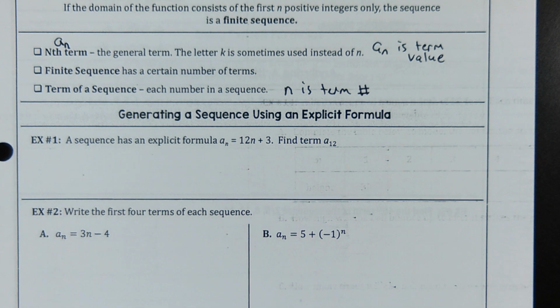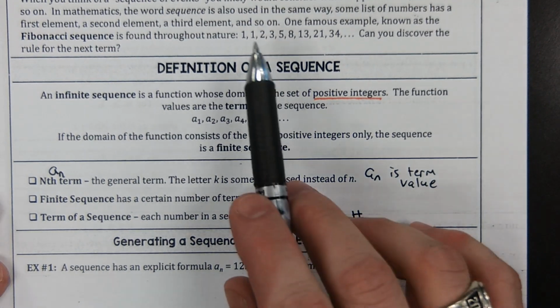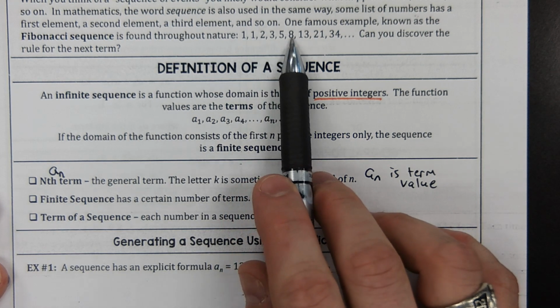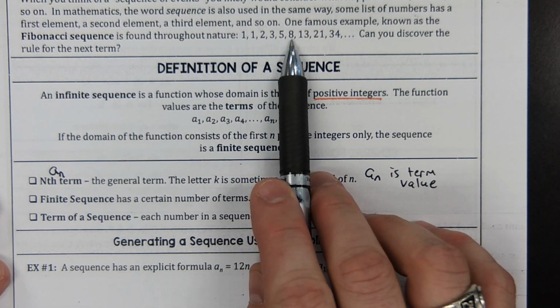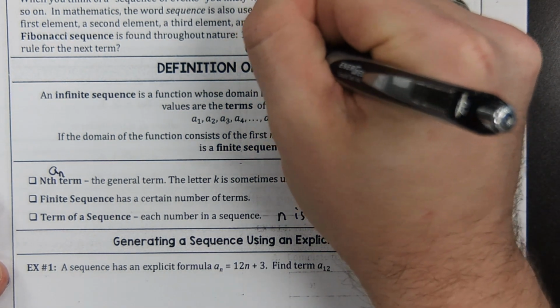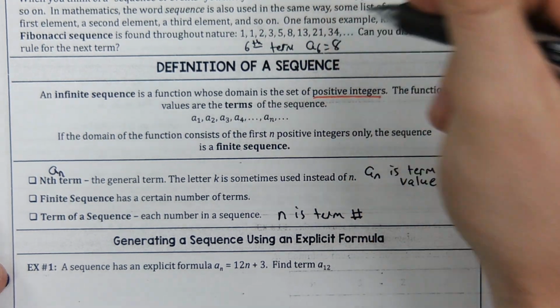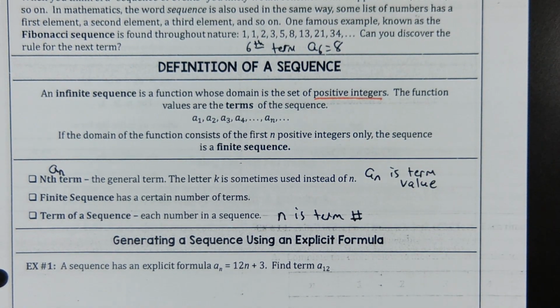For example, if you went up to the Fibonacci sequence, I could say, what is the 6th term in the Fibonacci sequence? And you would go up to it and you would literally count to the 6th term. 1, 2, 3, 4, 5, 6. A sub 6 is 8. That means the 6th term, a sub 6, is 8. The 6th term has a value of 8. So that's the difference between a term number and a term value. Okay? Big deal that you understand that.